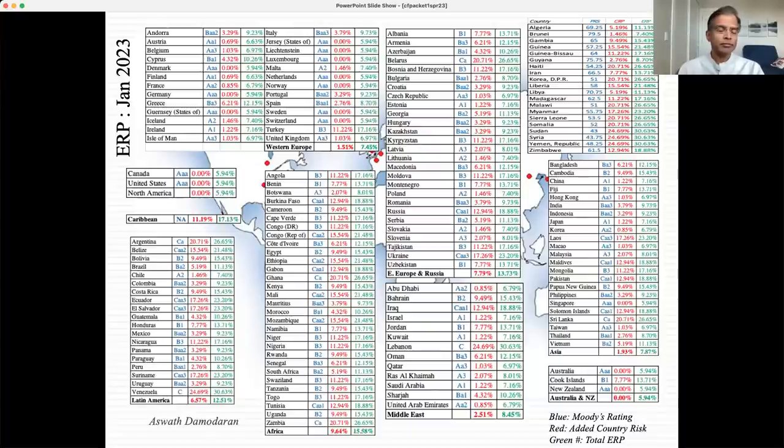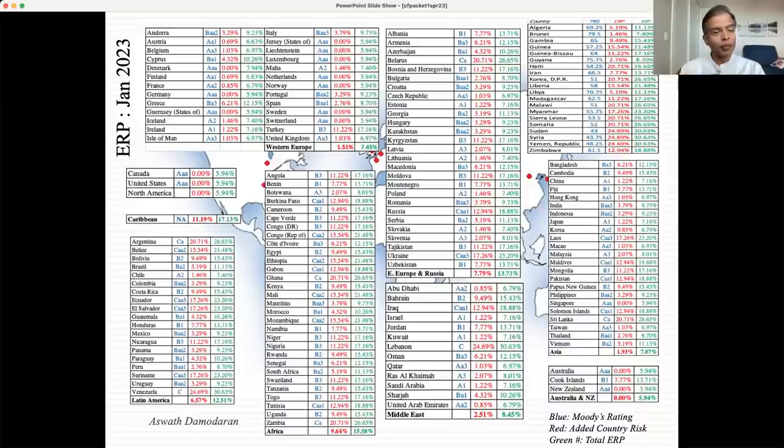You're welcome to use my equity risk premiums, because clearly reproducing this for your company is going to be messy. But one thing I would suggest you do is see this base number of 5.94%. That was from January 1st, 2023. I update that number at the start of every month.